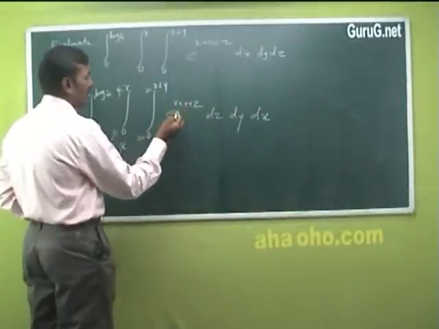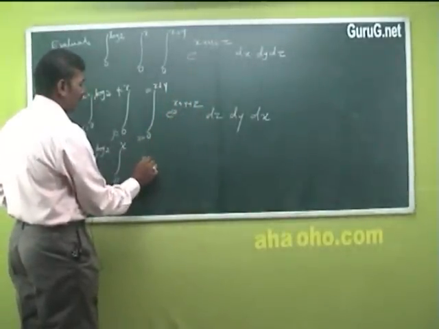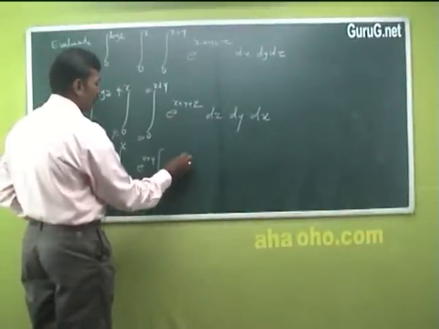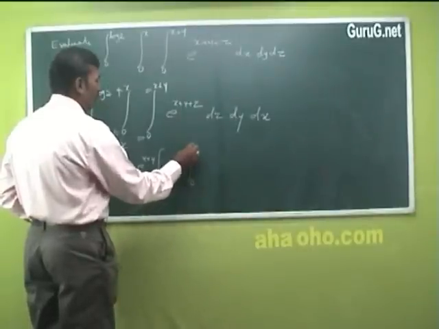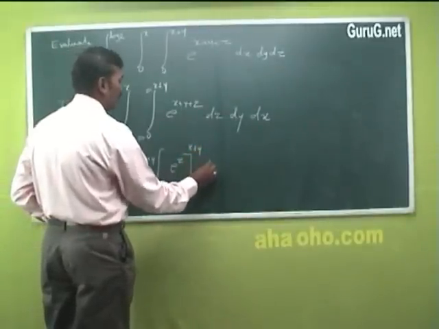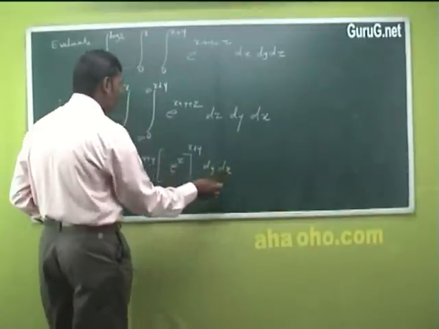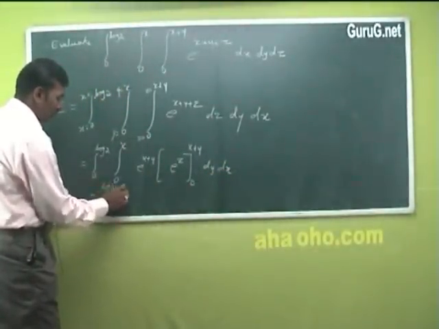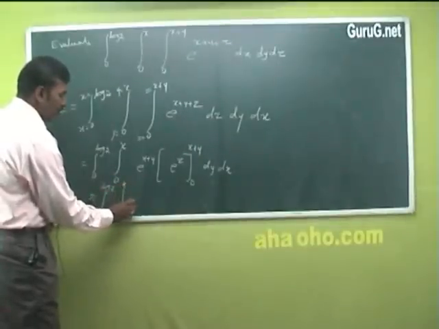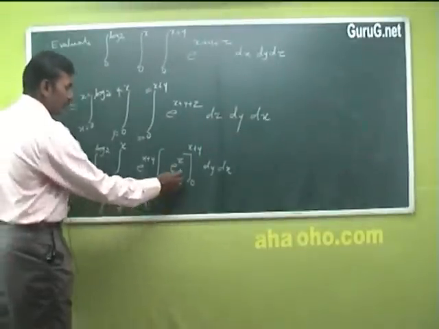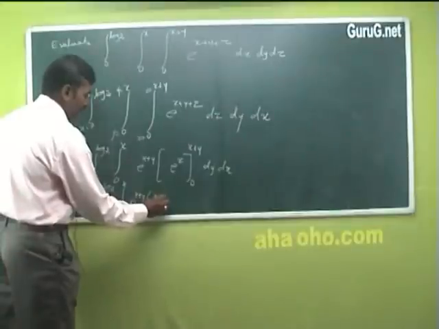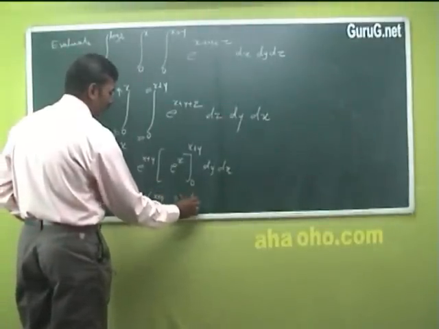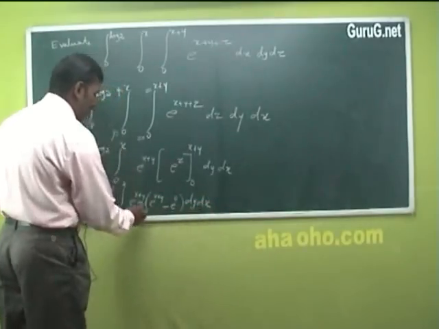Keeping x and y as constant, so e power x plus y is a constant. So integration of e power z is e power z. So 0 to x plus y dy dx, right? So integral 0 to log 2 and 0 to x, e power x plus y. Substitute the limits now. E power x plus y minus e power 0 is 1 dy dx. Now you simplify it.